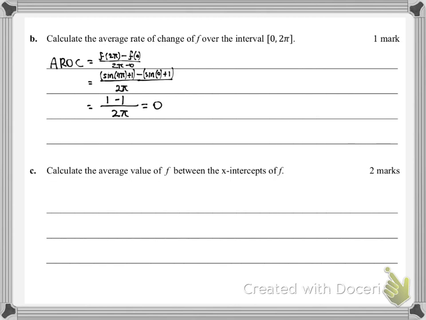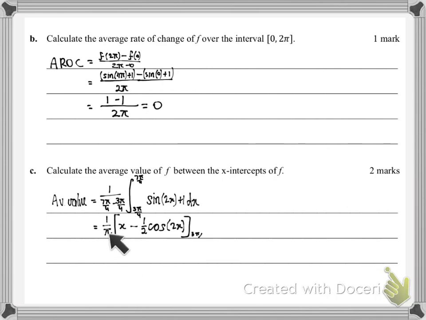Alright, so then calculate the average value of the function between the x-intercepts. So that's from part A, the x-intercepts. Alright, so that is 1 over the difference in the intercepts, and the integral from 3 pi on 4 up to 7 pi on 4 of the function that we're trying to find the average value of. So carefully doing our subtraction, 7 pi take 3 pi is 4 pi. 4 pi on 4, well that's 1 whole pi. So we get the reciprocal of pi.